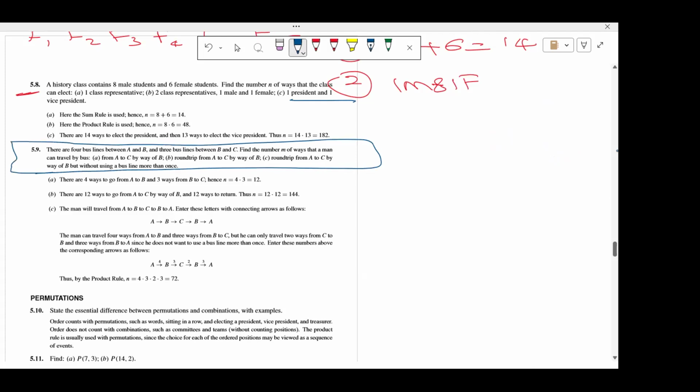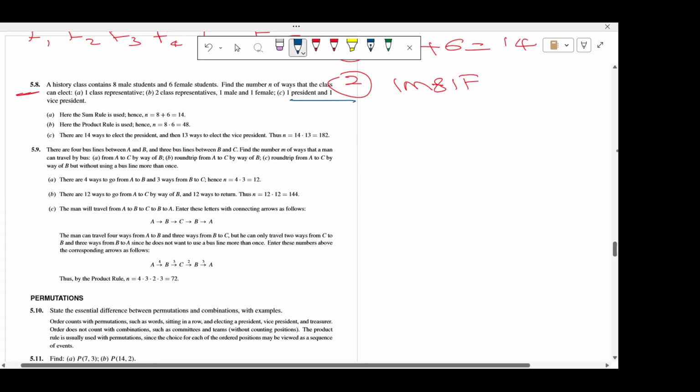Now just read the 5.9. There are 4 bus lines between A and B and 3 bus lines between B and C. Right? Just think about A is a particular town, or maybe A is one district, right? B is another district, C is another district, right? Just think about A, B, C. There are 3 places or 3 districts, right?